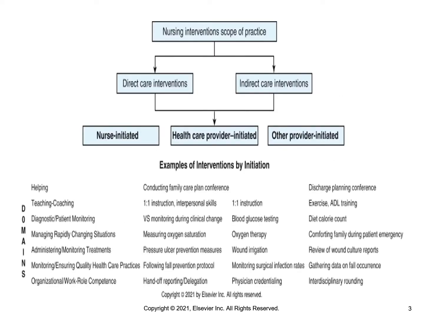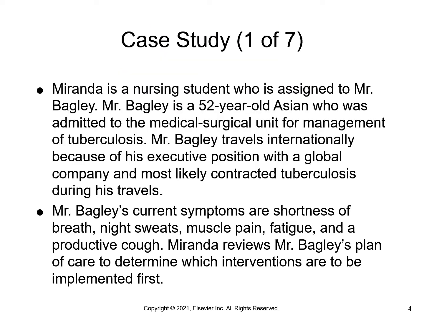This is the nursing interventions scope of practice. So you can see how the interventions are broken off into direct care, which is laying hands on, and indirect care, which is doing on behalf of the patient. These can be either nurse-initiated, provider-initiated, or other provider-initiated. Throughout this case study, there will be examples of implementing nursing care with respect to this patient's case.